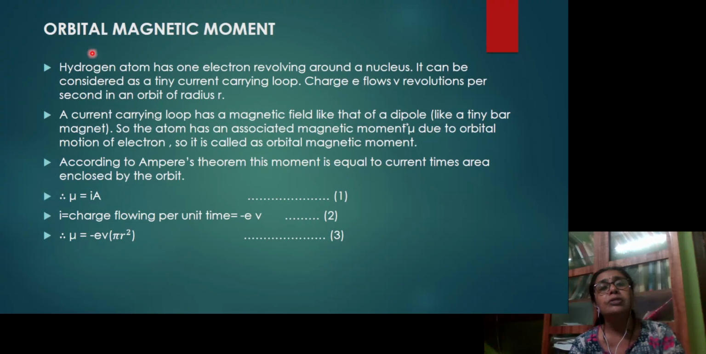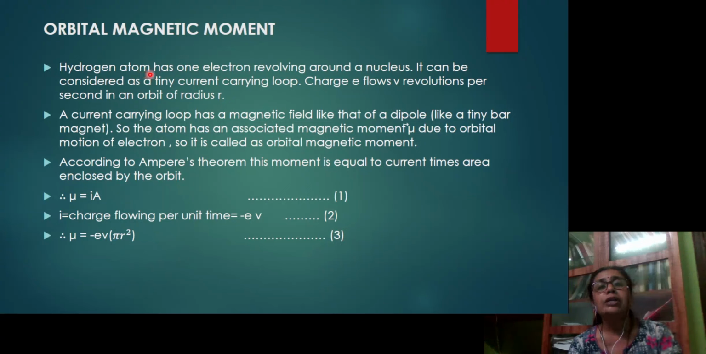Now we are going to discuss what the orbital magnetic moment is. In this particular discussion we are drawing a similarity between the moving electron and the current carrying loop, and this is equivalent to a magnetic dipole, and that is why it has a dipole moment. So let us start the discussion.